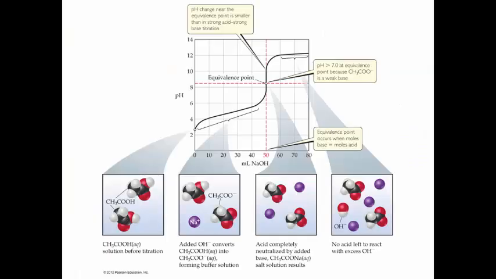So here's our situation where we have a weak acid being titrated by a strong base. And so you see we have this quick vertical up. You're starting at a higher pH because the weak acid had very little dissociated.